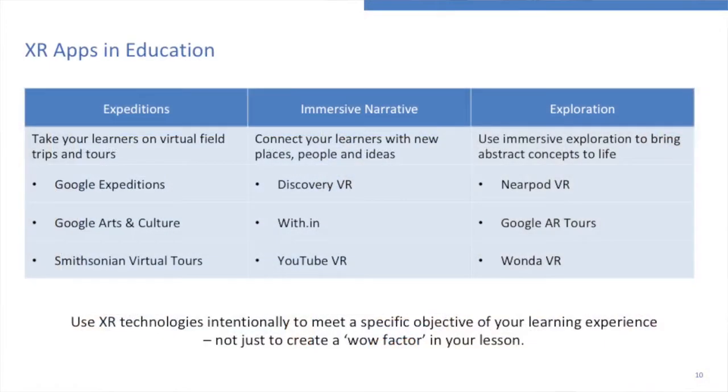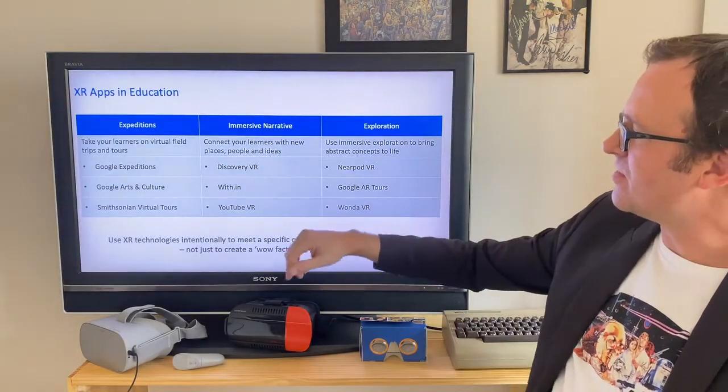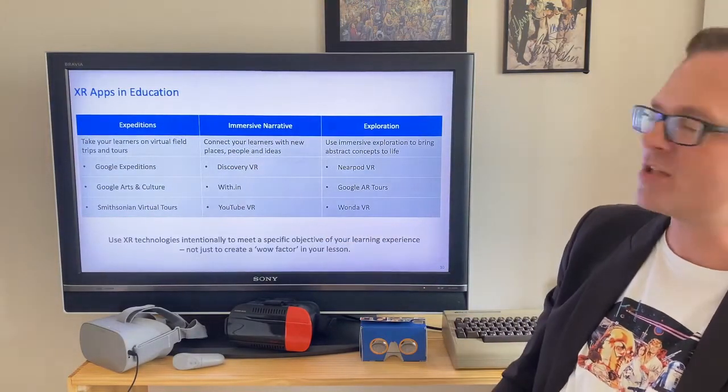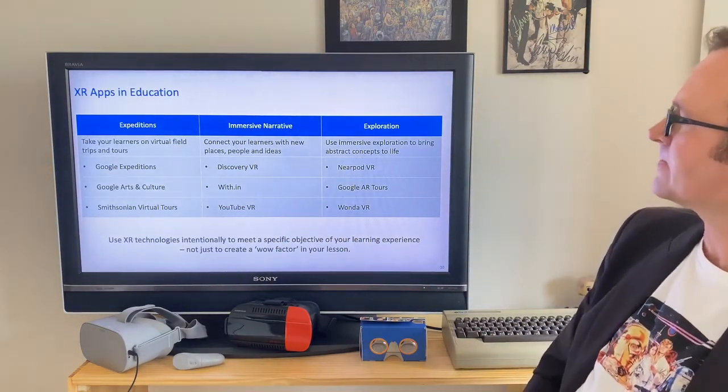Immersive narrative, I believe this is one of the things that augmented and virtual reality really has a lot of power in. Virtual reality's been called by some the ultimate empathy engine, and having those immersive narratives really helps them connect to the story that is going on, but also the context of where that story sits. Things like Discovery VR, those immersive documentaries in Within, or YouTube VR, there's a number of resources out there.